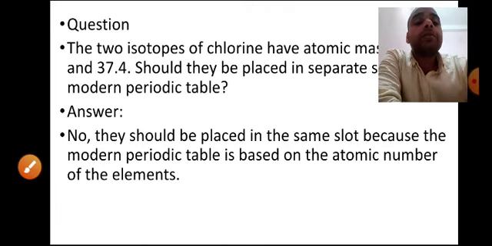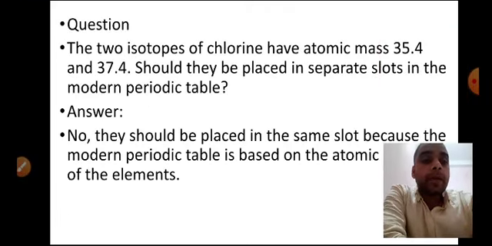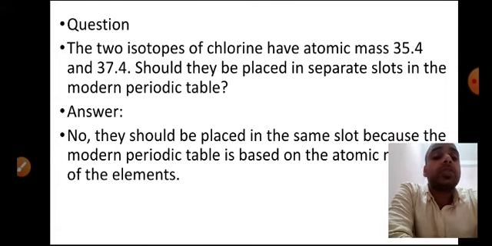Okay dear students, now you can see, the two isotopes of chlorine have atomic masses 35.4 and 37.4. Should they be placed in separate slots in the modern periodic table? This is a very simple question. As we all know, the basis of the modern periodic table was atomic number, not atomic mass. So this is not the correct question. That means atomic mass was not the basis of classification.